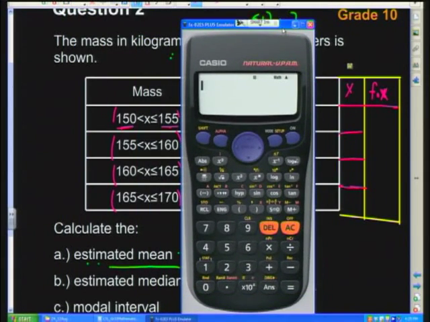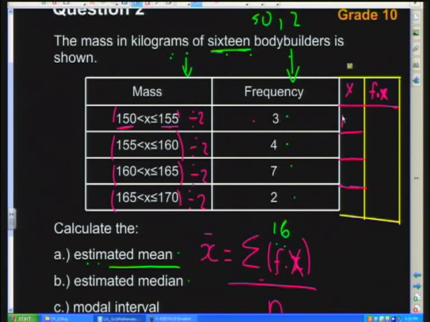So, the first one, we've got 150 plus 155, and we're going to divide that by 2. So our first midpoint is 152,5. So that's what we put in the midpoint column. Okay, so 152,5 is our first midpoint.